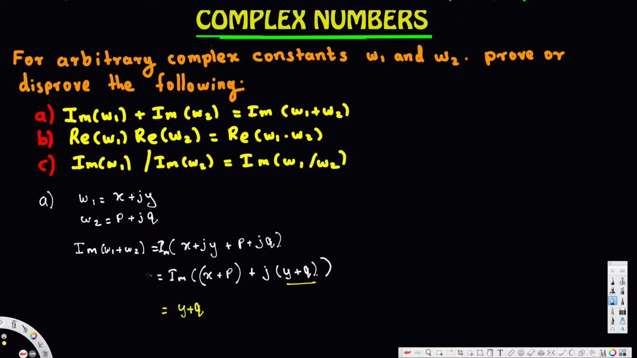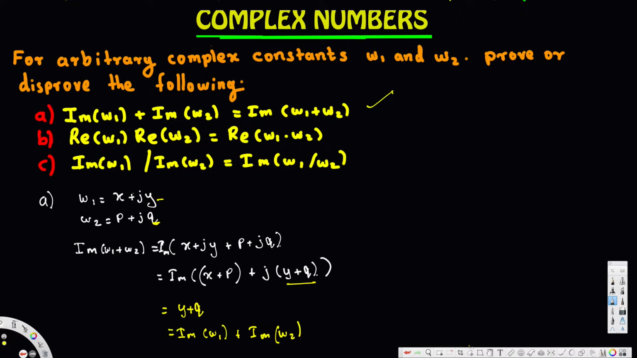Now we have to see this imaginary w1 plus w2, that's this one, the whole thing. Is it equal to the imaginary part of w1 plus the imaginary part of w2? That's true, right? We can say this is the imaginary part of w1, that is y, plus the imaginary part of w2, that is rho. So this is true. So we proved the first one.